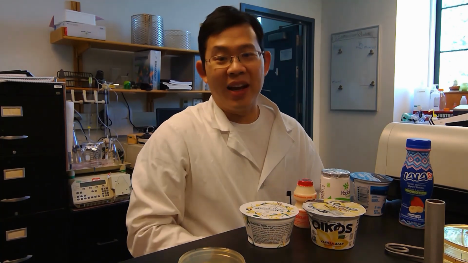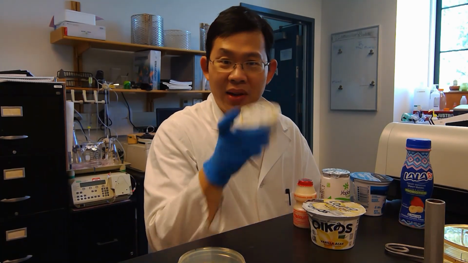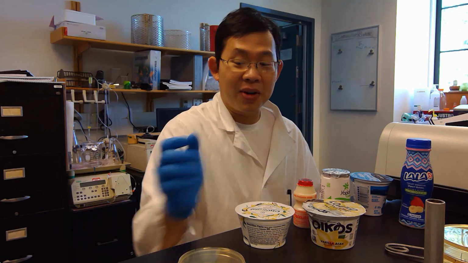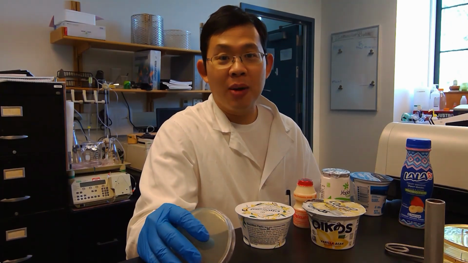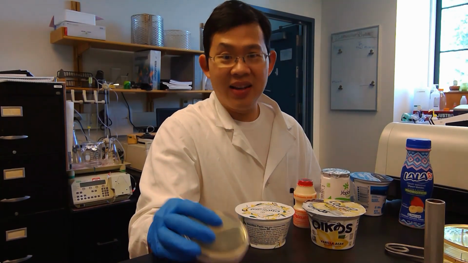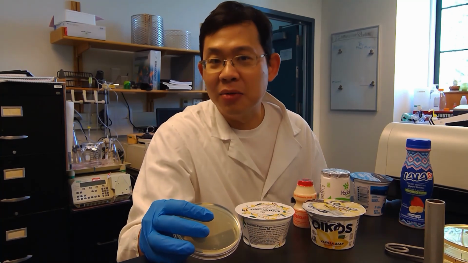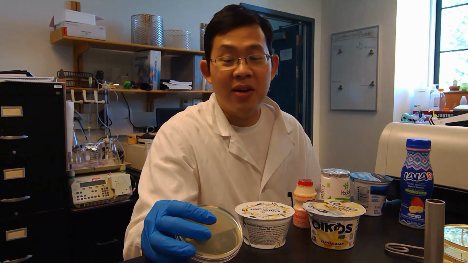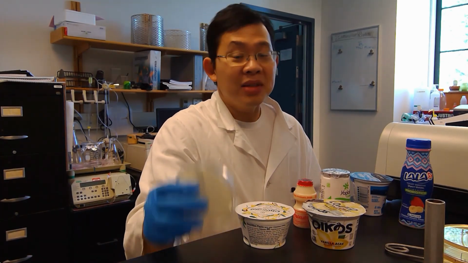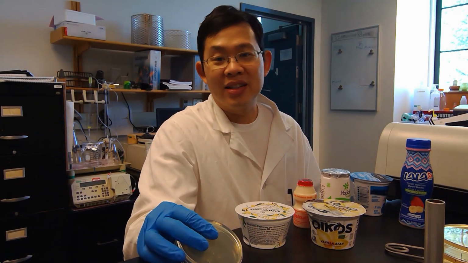So what we're going to do today is take a little sample from each of these products and then perform the four quadrant streak, which is the technique that you will learn in a typical general microbiology lab, and see if we can isolate these microbes.